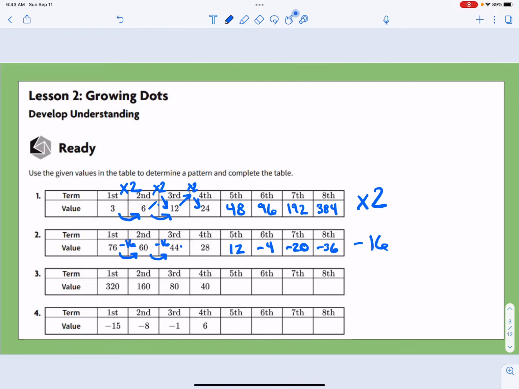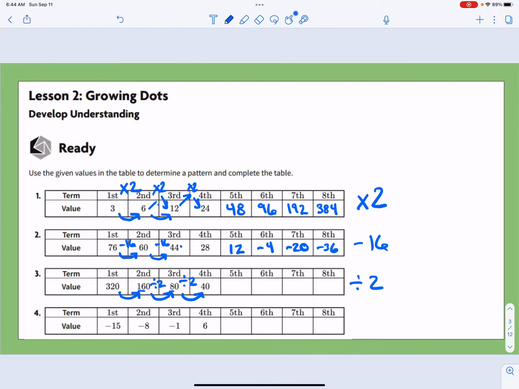All right, next one. We're going from 320 to 160, 160 to 80, 80 to 40. Well, the 80 to 40, I can look at that pretty quickly and say that looks like it's dividing by 2. Let's look over here. I know 16 divided by 2 is 8, so this also looks like dividing by 2. So it looks like my pattern is created by dividing things in half.